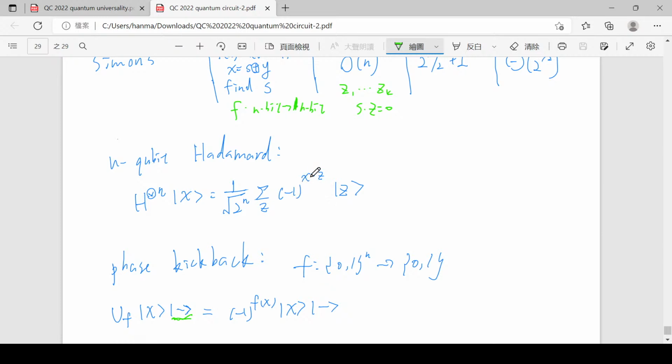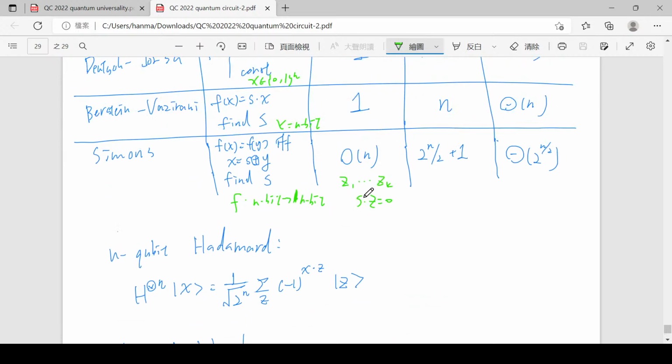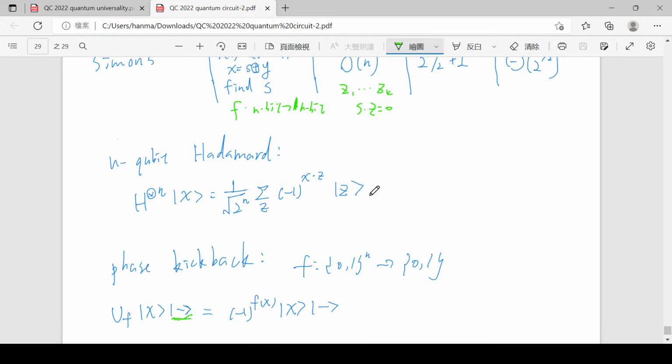And you get a plus 1 if x dot z is equal to 0, so this is the inner product. So if x inner product with z is 0, then you get a plus 1 here, and if x inner product with z is 1, you get a minus 1 here. Okay, so that's a quick review of our quantum algorithms. Any questions?